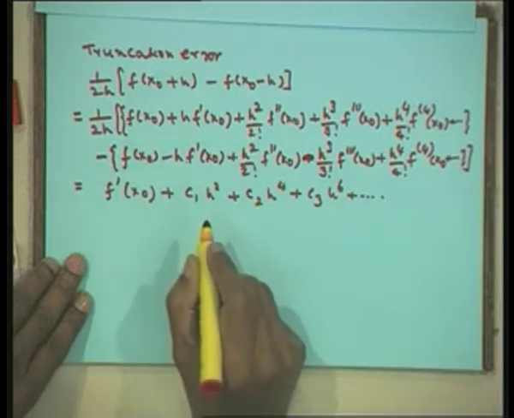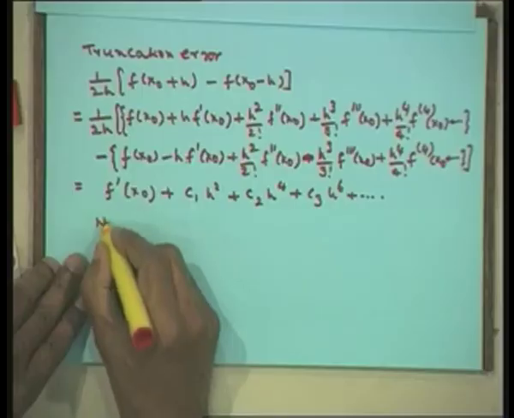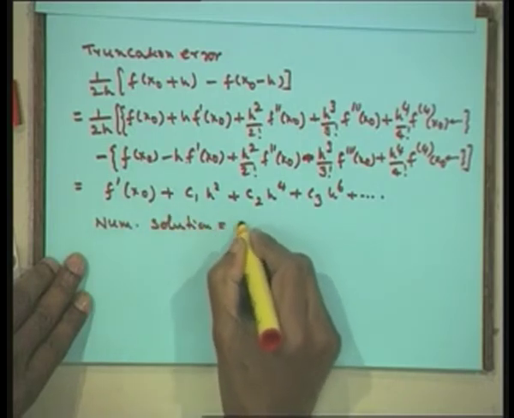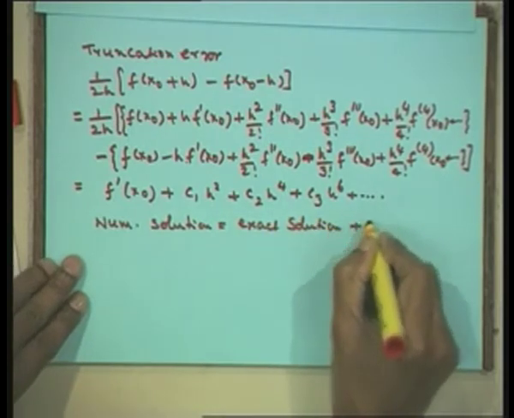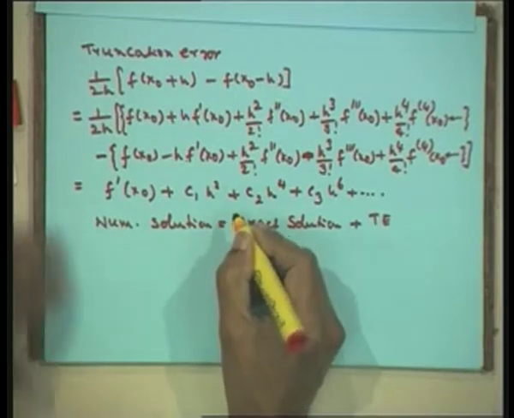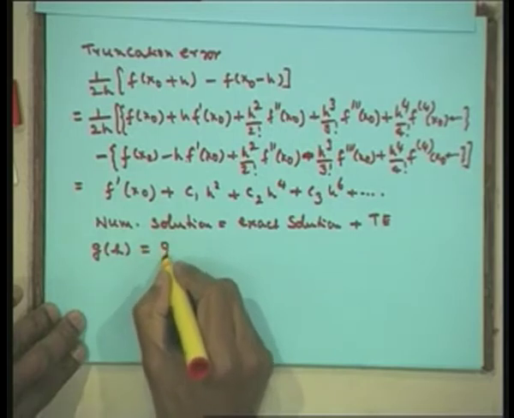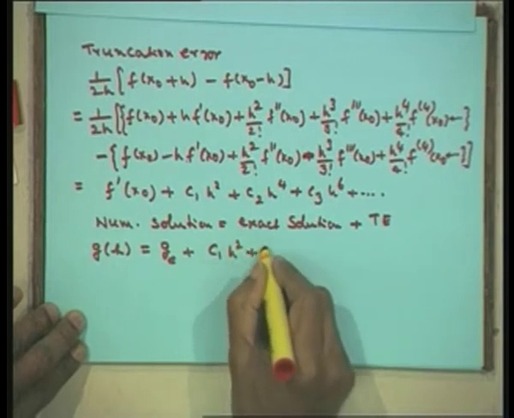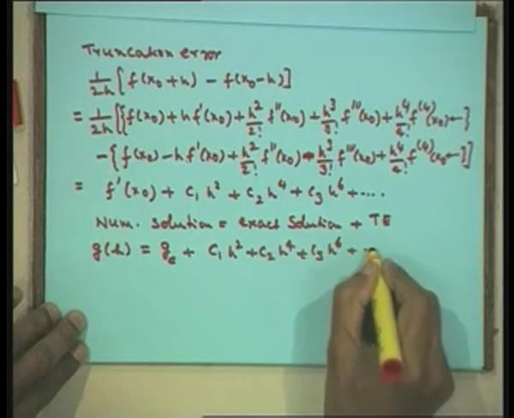Now, numerical solution is equal to exact solution plus truncation error. So, let us write down the numerical solution is equal to exact solution plus truncation error. Therefore, if I denote g(h) by the numerical solution, I can write this as g of exact plus these error terms c1 h^2 plus c2 h^4 plus c3 h^6.